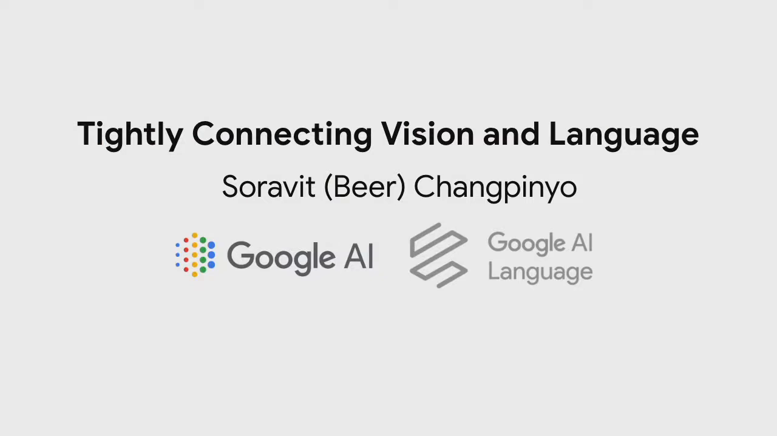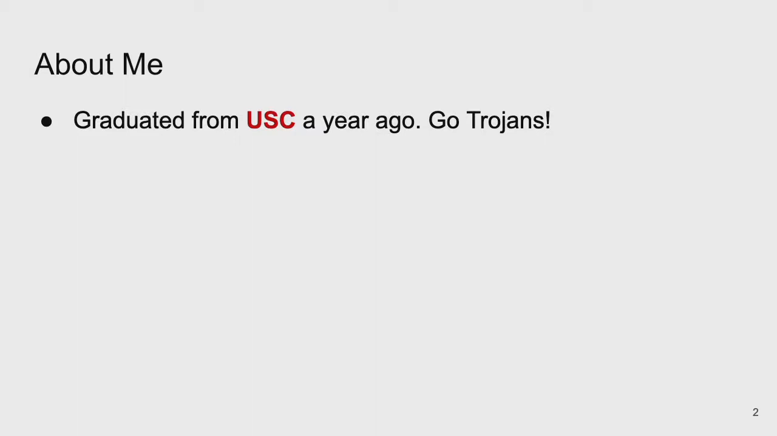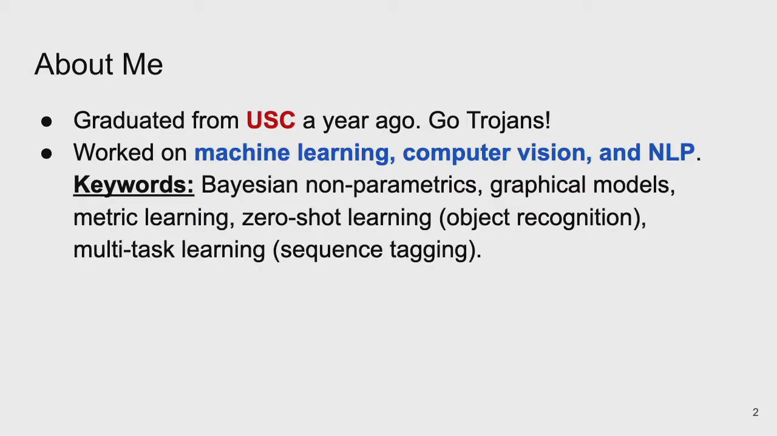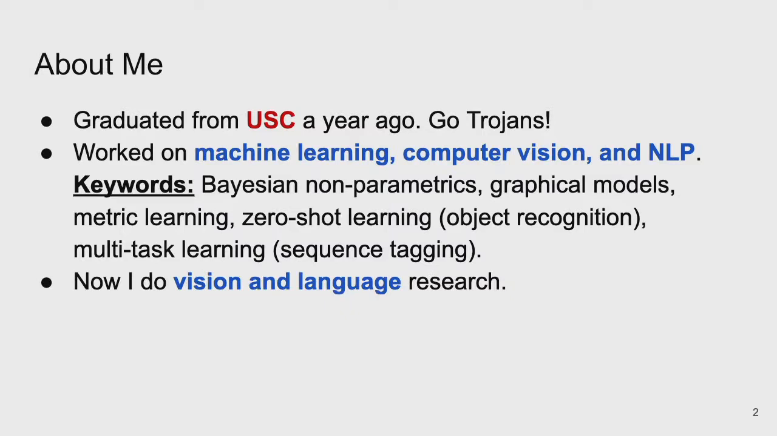Yeah, today I'm going to be talking about research that I've done in the past year. Before I do that, let me talk a little bit about me. I graduated from USC a year ago, and I'm glad to be connected to all of you in some way. I worked on machine learning, vision, and NLP, and these are basically the keywords. Over the year, I moved more toward applications. I worked on zero-shot learning for object recognition and multitask learning for sequence tagging. That work is probably the only NLP thing that I've done. And now I do vision analysis.